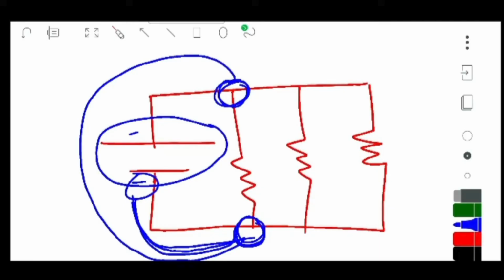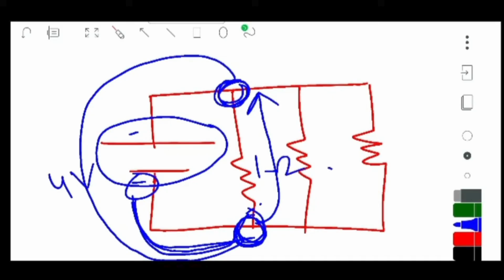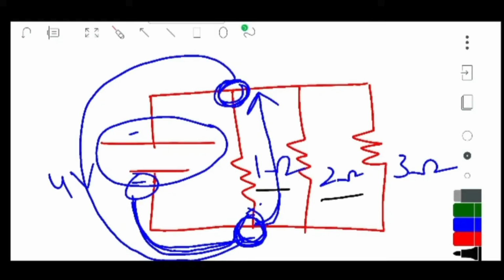The potential difference is voltage, which means the work done by this battery in order to move this electron from this point to this point is the potential difference. That is voltage basically. We have assumed that this battery is 4 volts, and this is a 1 ohm resistor, this is a 2 ohm resistor, and this is a 3 ohm resistor. There will be more current flowing through the 1 ohm resistor, less through the 2 ohm resistor, and even less through the 3 ohm resistor, right? There will be different currents flowing through these three resistors.